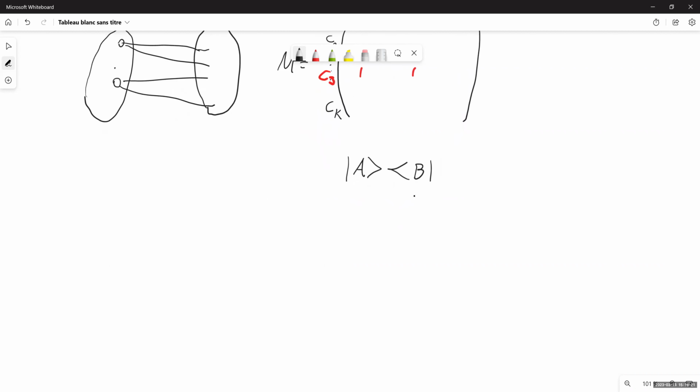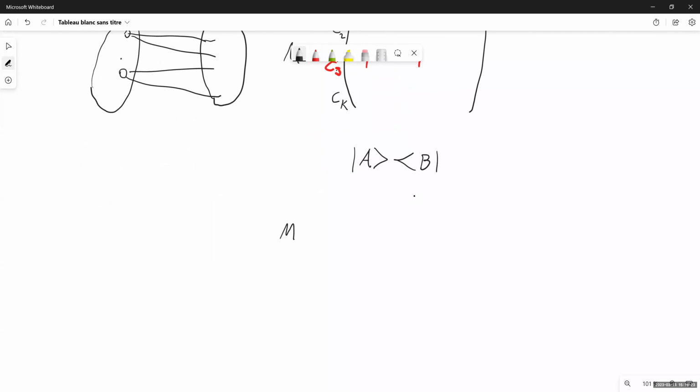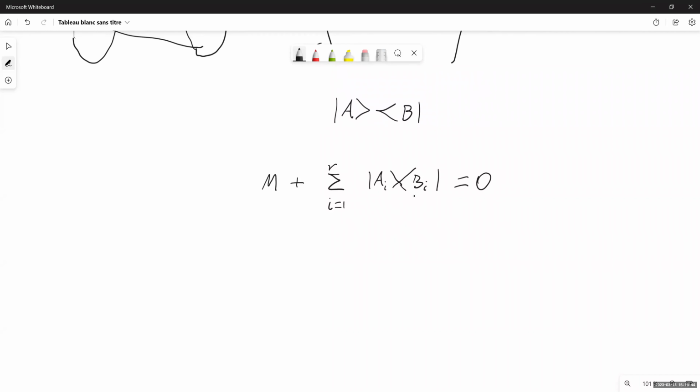So the question you're really solving is M plus, mod 2, the sum over i equal 1 to r of A_i B_i. You want this to be equal to 0. So you're adding a bunch of B-cliques until everything is just 0. And if you use the fact that everything here is mod 2, this is equal to the same sum over i equal 1 to r of A_i B_i.